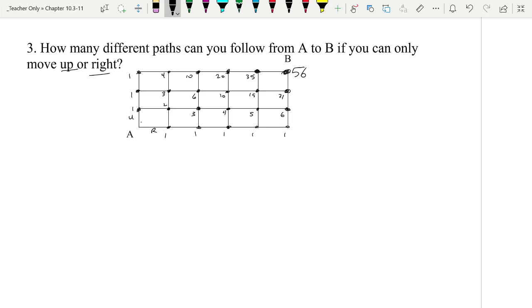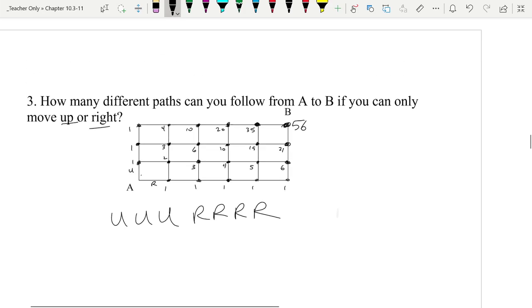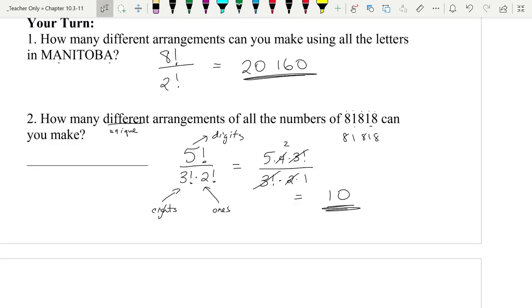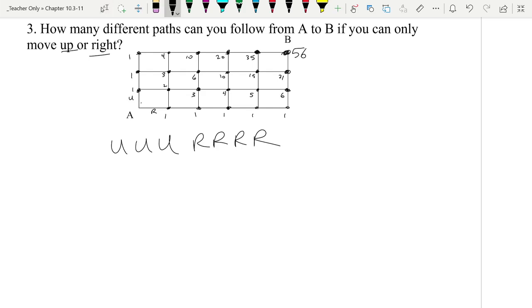How about you count that no matter how you got to point B, you went up 3 times, and you went right 1, 2, 3, 4, 5 times. And now this is exactly the same as these questions here. How many unique ways can I arrange those letters? Well, there's 8 letters, there's 3 U's, and there's 5 R's.